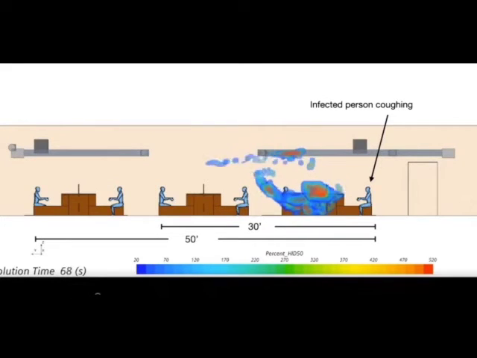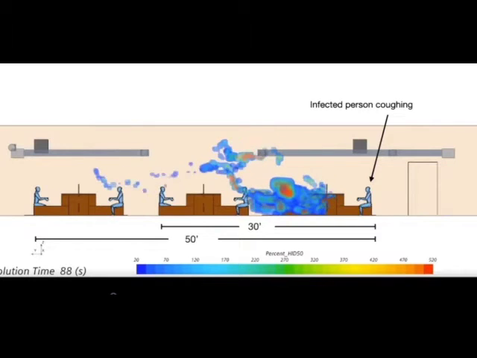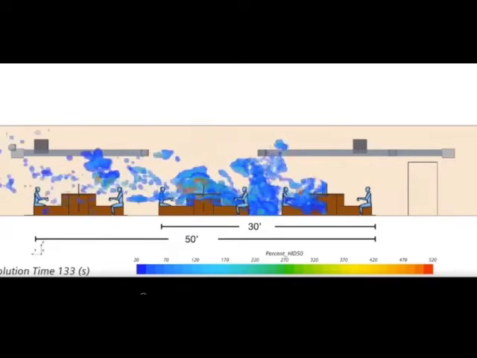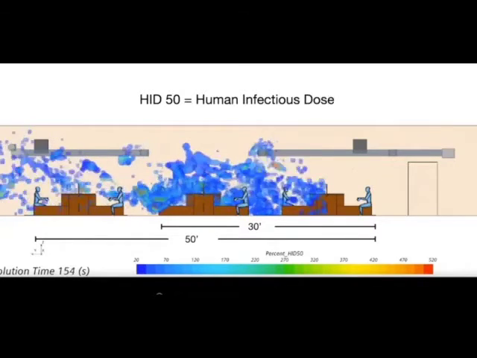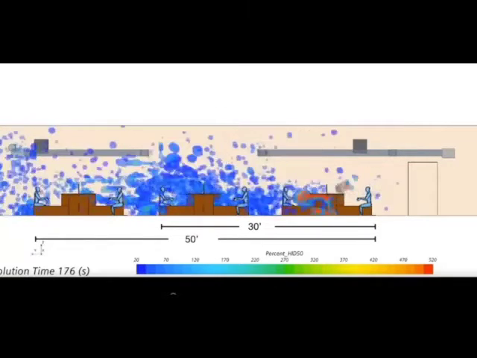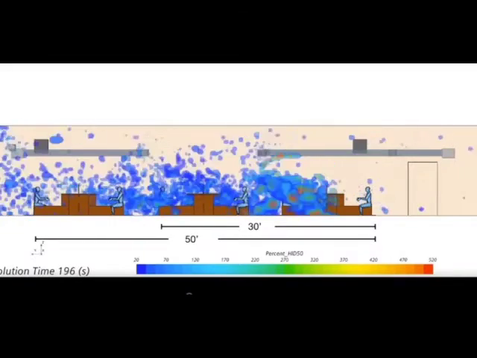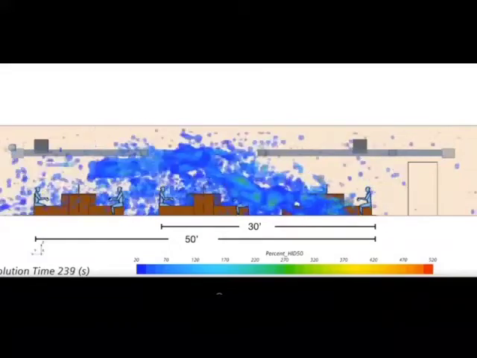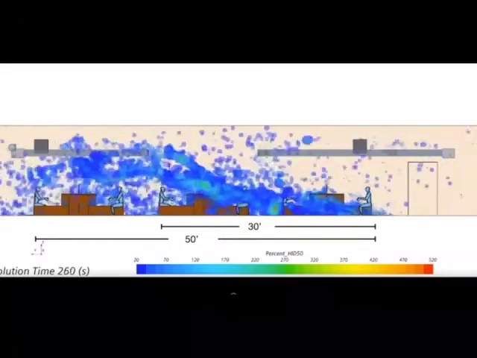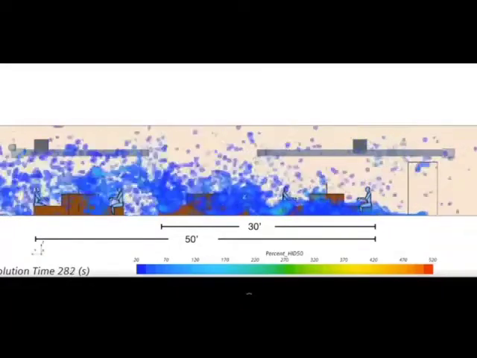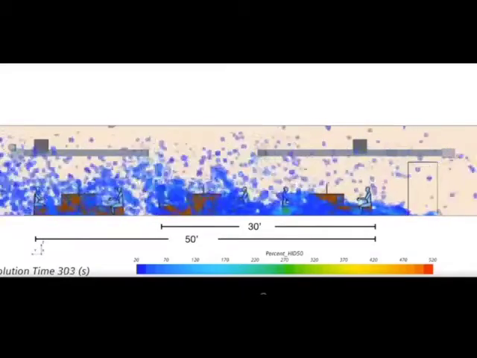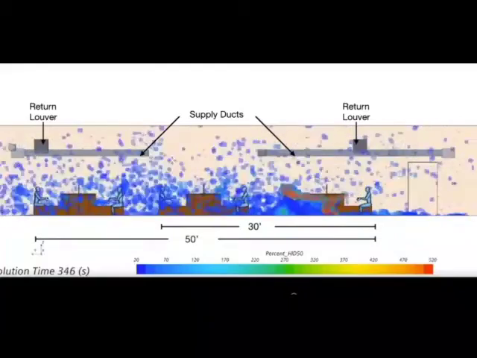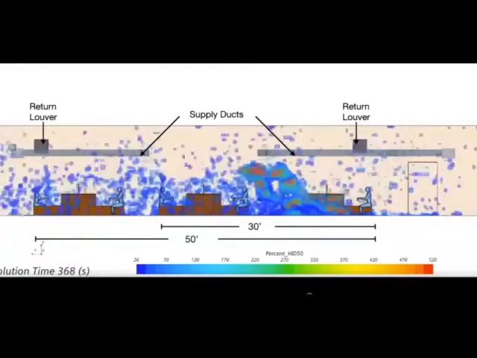You should note that anywhere from light blue to red represents the HID50, or human infectious dose for COVID-19, and red is 5 times the human infectious dose. Notice that a cloud carrying a dosage 5 times that HID50 is carried 30 feet across the studio, and a normal infectious dose can travel more than 50 feet indoors. Finally, notice that the cloud of virus never reaches the mechanical system where filters could be effective.